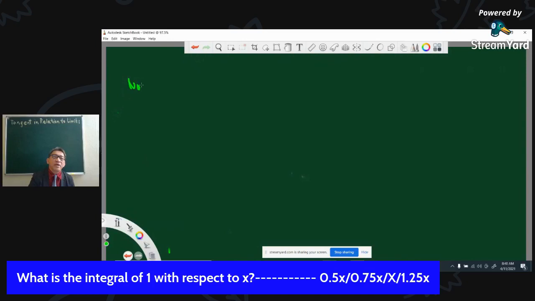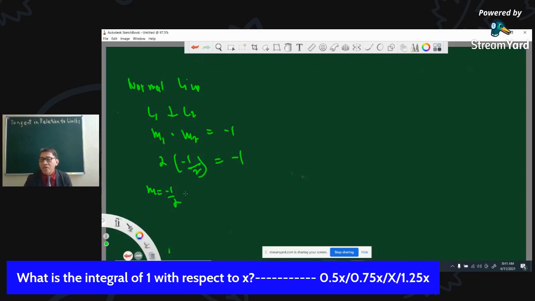You know that normal means perpendicular. So line one is perpendicular to line two when m1 multiplied by m2, the product of their slopes, is negative one. So if m1, for example, is 2, the negative reciprocal is negative 1/2. This is the slope we're looking for now, negative 1/2, to make the line perpendicular to the tangent line.